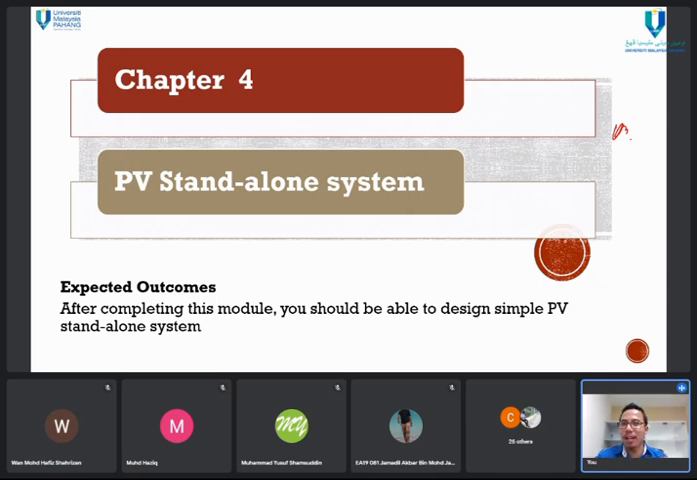So this is the disclaimer. I will record again and you will see it back. So don't blame me if something happens when you are doing the design. So this is the disclaimer. After completing this module, you are expected to be able to design a simple PV standalone system. Simple, okay? Not a proper SEDA certified standalone PV system module.